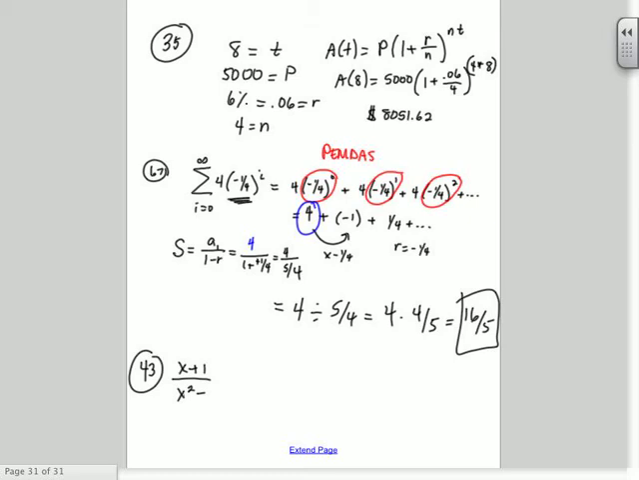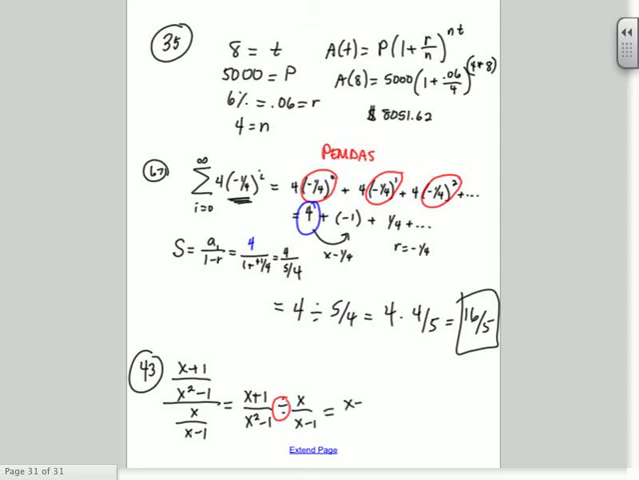Okay, number 43, so I have x plus 1 over x squared minus 1 over x minus 1. Okay, this is called a complex fraction. Not because it has complex answers like i or anything, but because it looks complex when you first look at it. It looks hard. Okay, so we rewrite so that we have a division sign, divided by x over x minus 1.